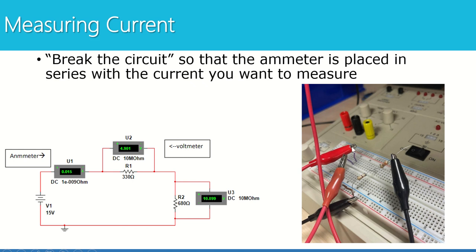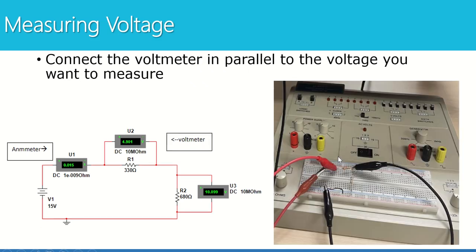On the bench, we break the circuit. So this resistor right here was plugged in right over there, and that's where it's connected to the voltage source. The end of this resistor is pulled out, i.e. breaking the circuit. We put a wire in its place and we connect the DMM to that open connection point. So now the ammeter is placed in series and we can read the current through that resistor.